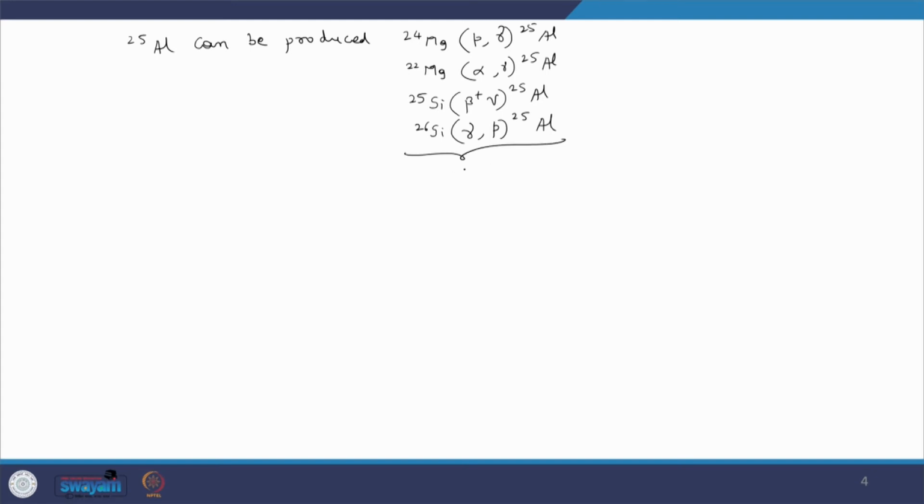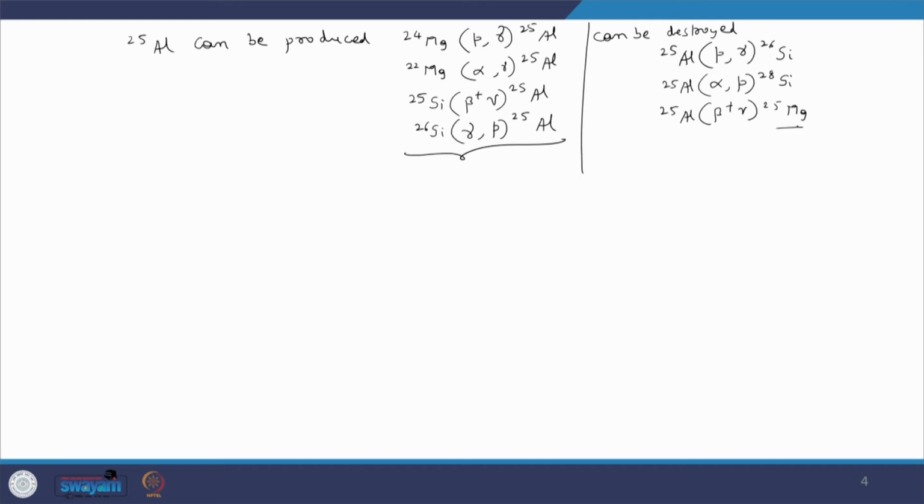So, these are all ways of production and can be destroyed by reverse processes, right. For example, 25Al can undergo destruction by reacting with a proton, giving rise to 26Si, and 25Al can also react with an available alpha particle, producing a proton and 28Si. And this 25Al, being radioactive, can undergo positron decay, producing 25Mg.